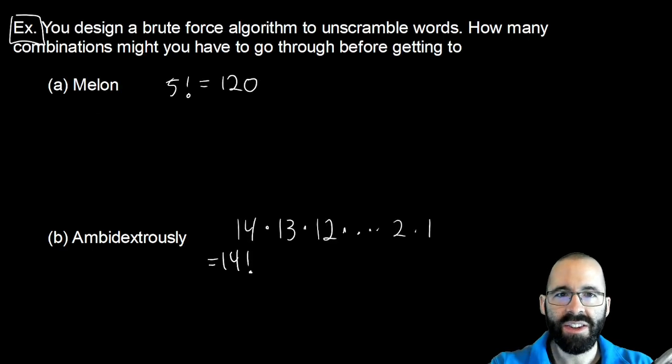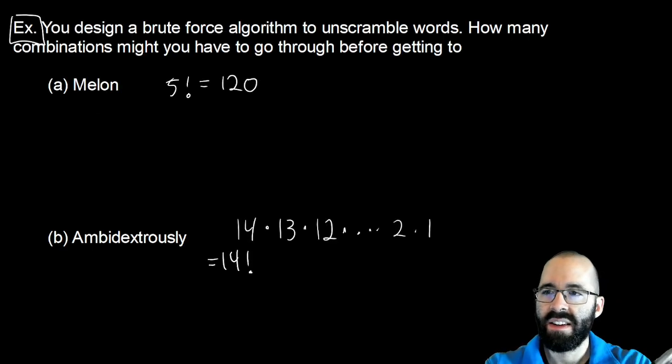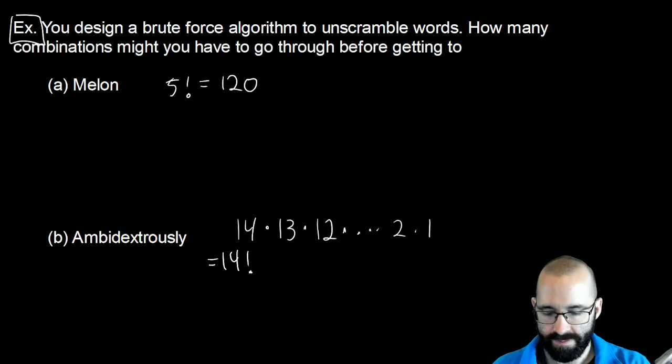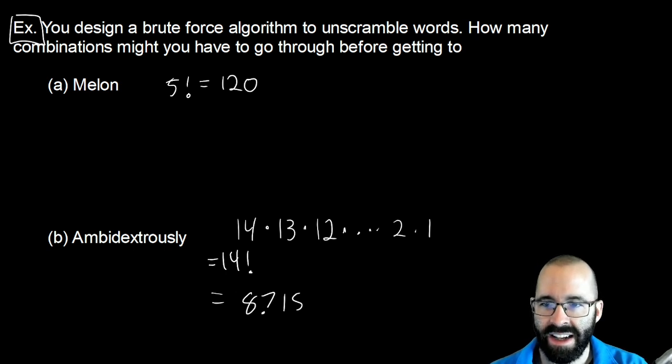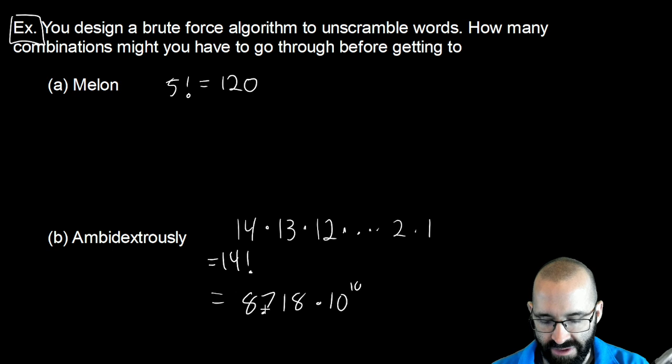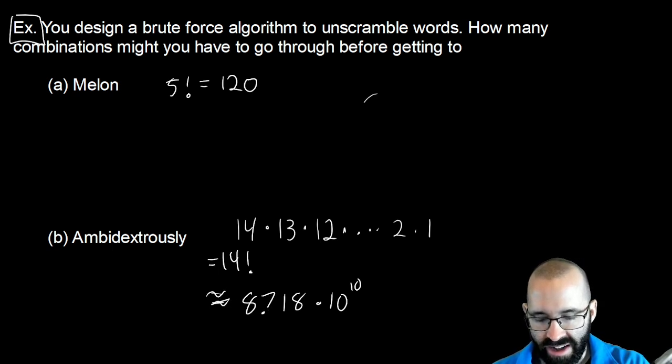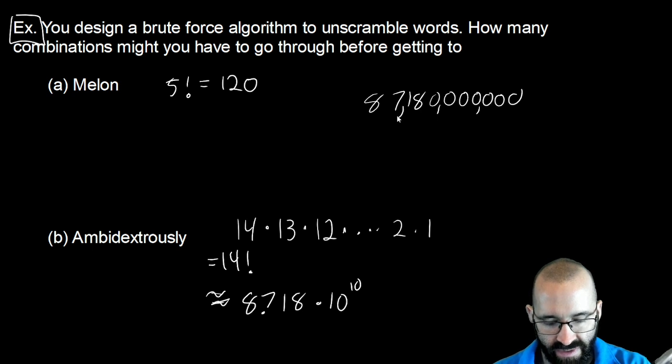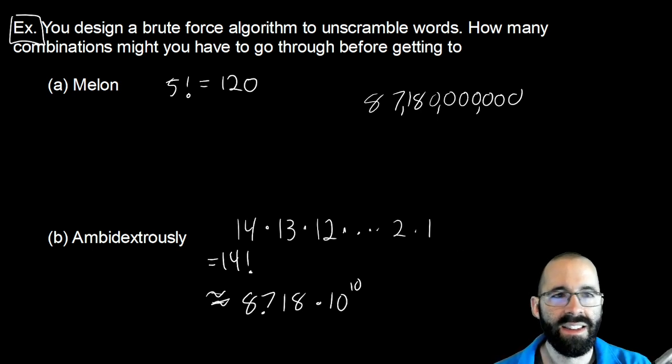What is 14 factorial? It is, I'm going to use scientific notation. It's 8.718 times 10 to the 10th, roughly. All right, so that's approximately what it is. So what is that? That's like 8718, and then 3, 4, 5, 6, 7, 8, 9, 10 digits. That's like 87 billion approximately. So quite a few ways of ordering this.